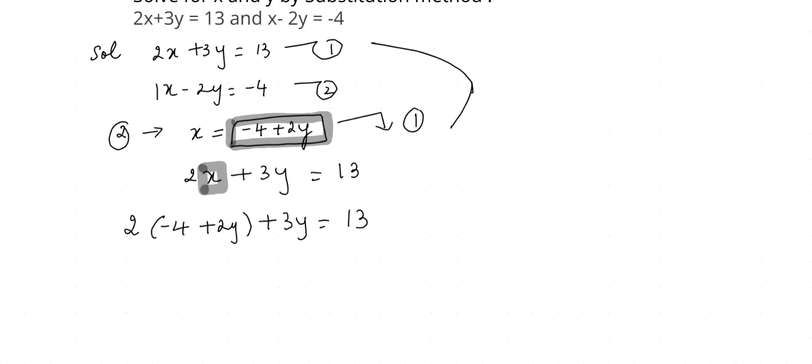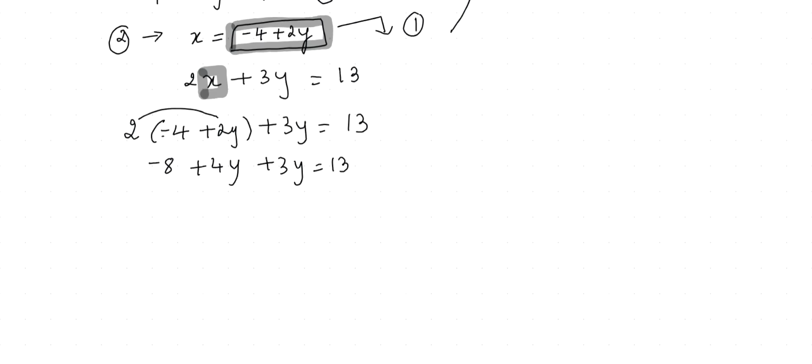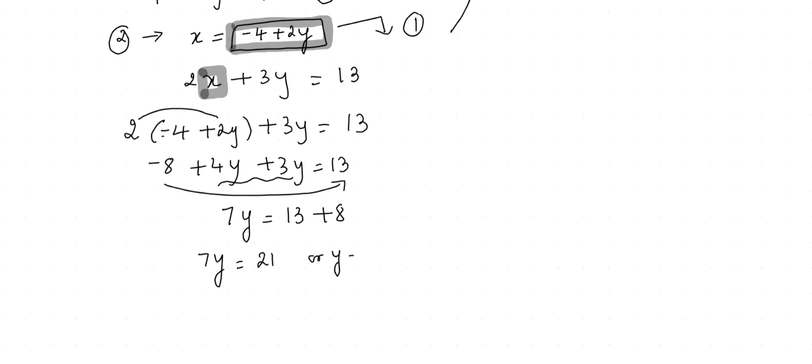So let's open the bracket. 2 into minus 4 is minus 8. 2 into 2y is 4y, plus 3y is equal to 13. Let me just come down. Now you have to solve, isn't it? Just club the like terms together. 4y plus 3y is 7y. 7y is 13 plus 8. You carry the minus 8 over to the other side. So 7y is equal to 13 plus 8, which is 21. Or y is 21 over 7, which is 3.